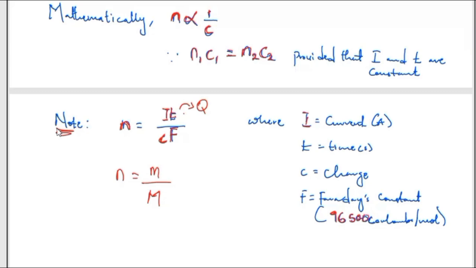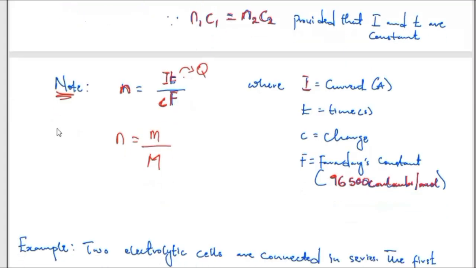96,500 coulombs per mole. So what that means is that for every 1 mole of a substance to be deposited, you need 96,500 coulombs of electricity.